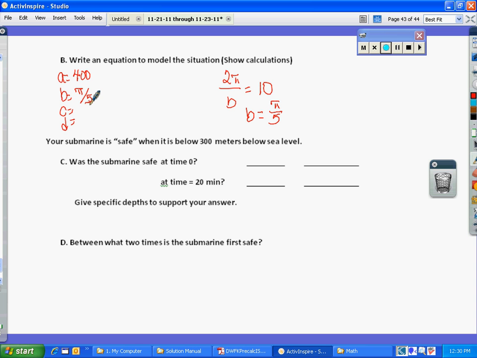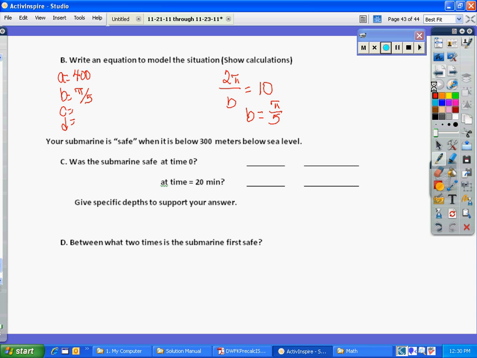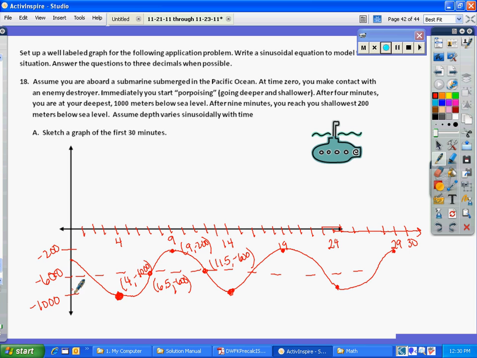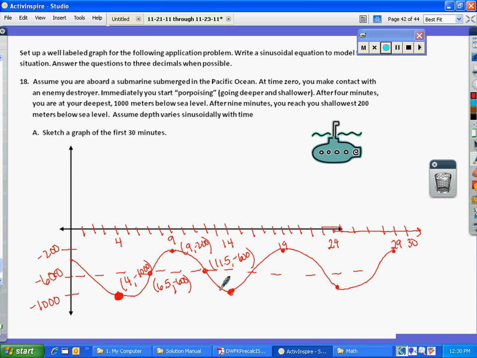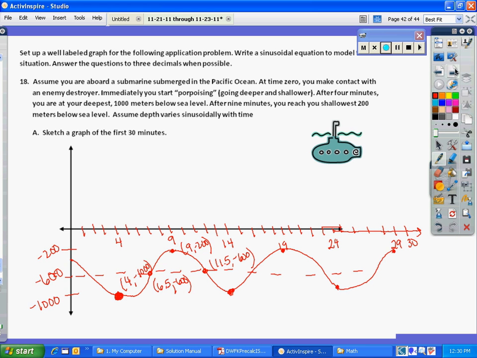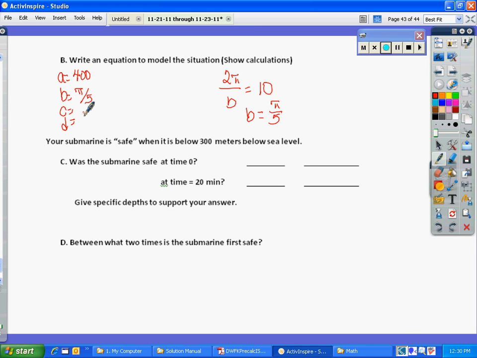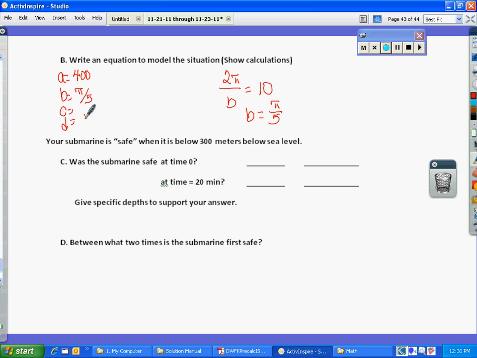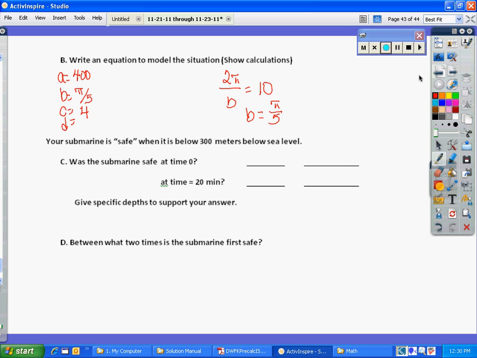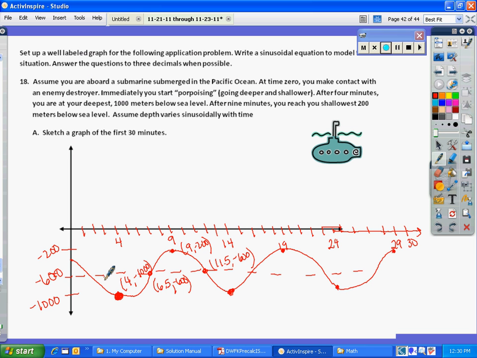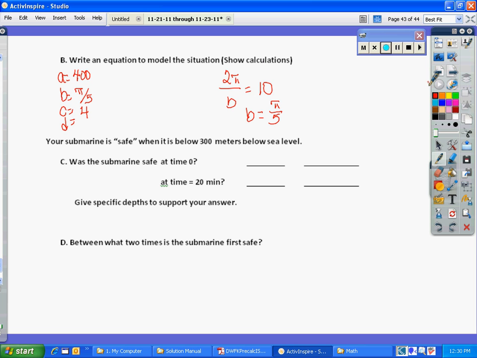Your c value is your phase shift. So in this case, how far is that first point shifted over if I'm going to use the negative cosine function? Shifted over 4. So your c value in this case, since I'm using the negative cosine graph, is going to be 4. And then finally my d value is how far it's shifted up or down, and in this case your midline is shifted down 600. So d is negative 600.